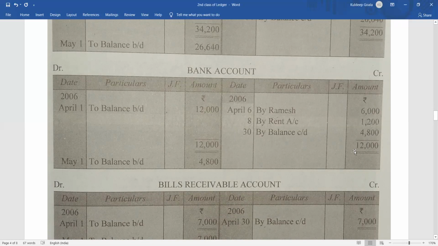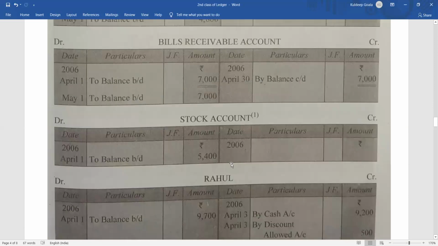This 4,800 was nothing but by balance carried down, 4,800. The same will be brought down again, to balance brought down, 4,800. Is it clear, everyone? 4,800.